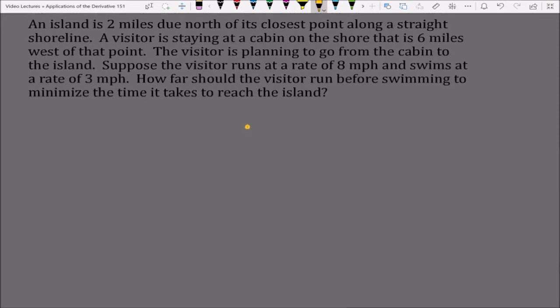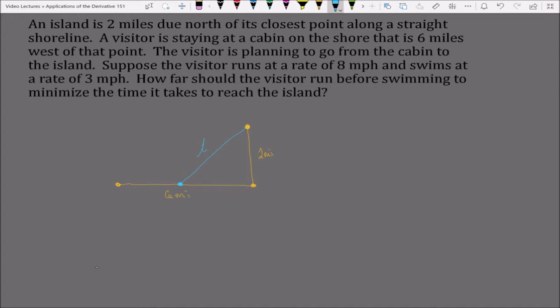Now we know that it is 2 miles due north of its closest point along a straight shoreline. There's that, so that'll be 2 miles. And the cabin is 6 miles due west of that point. So the cabin will be over here somewhere. That is 6 miles. We're asked how far this visitor should run before starting to swim. Right here will be the point where they start to swim, and we will call that distance L.